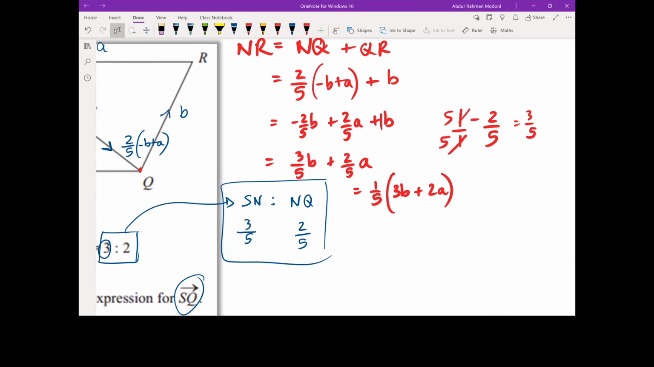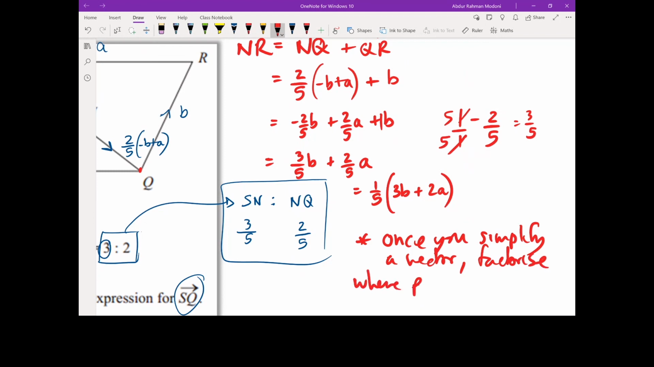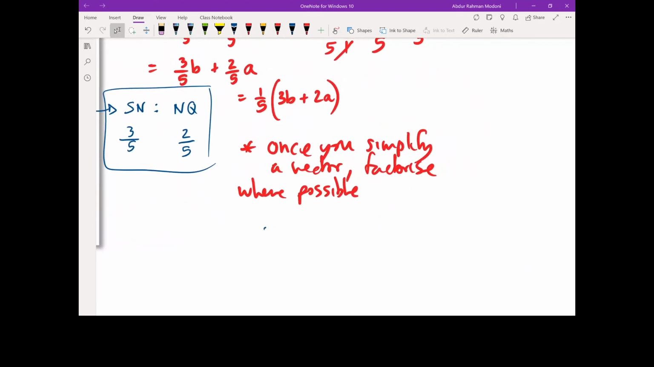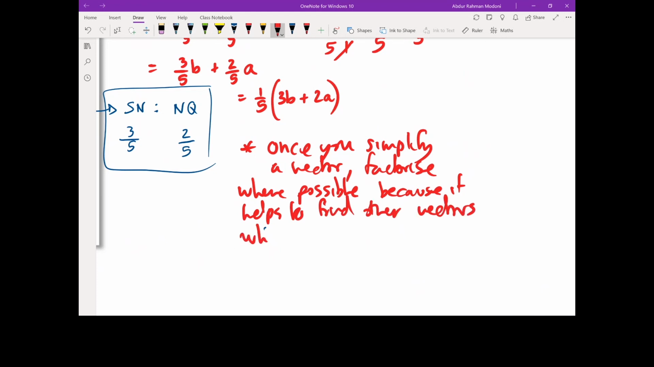Once you've simplified a vector, okay, this is our note. Once you simplify a vector, factorize where possible, because it helps us to find other vectors which are parallel to it. Okay, if you factorize, you'll be able to see that.